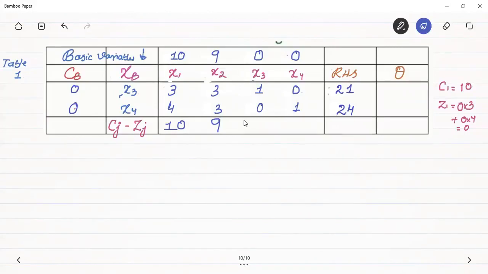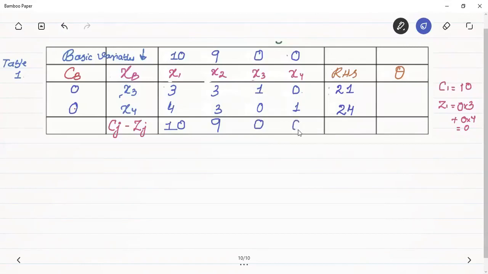What is C3 minus Z3? Anyone? 0 minus 0 into 1 plus 0 into 0. That is 0. ये सारा 0 ही हो जाएगा because C3 is 0. Then Z3 will be 0 into 1 plus 0 into 0, that is again 0.